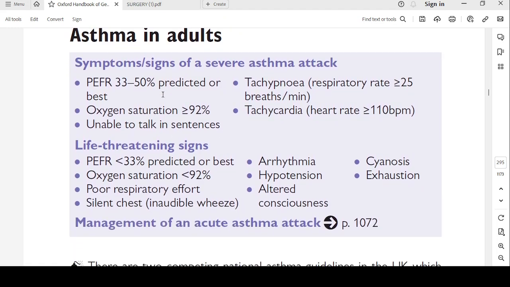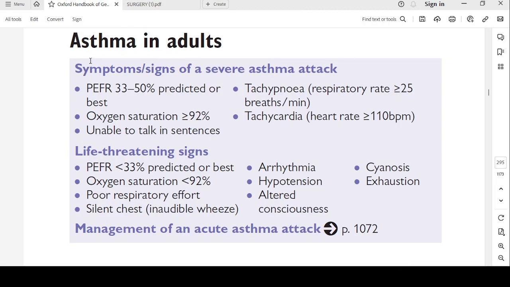Asthma in adults. Symptoms or signs of a severe asthma attack. In adults, symptoms and signs of a severe attack: PEFR is 33 to 50% of predicted or best, oxygen saturation is more than 92%, he is unable to talk in sentences, tachypnea more than 25 breaths per minute, tachycardia more than 110 beats per minute.